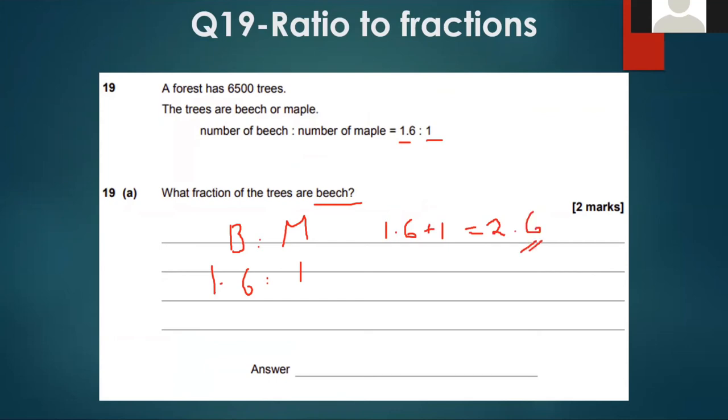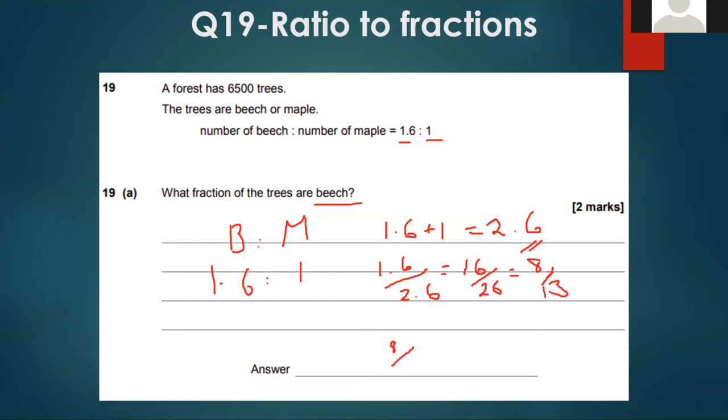The number of beech, guys, is going to be 1.6 over the total, which is 2.6. Now, we can't express a fraction as a decimal. So what I'm going to do is multiply top and bottom by 10. So I get 16 out of 26, okay, which can simplify to 8 out of 13. Okay, so the answer is going to be 8 out of 13.